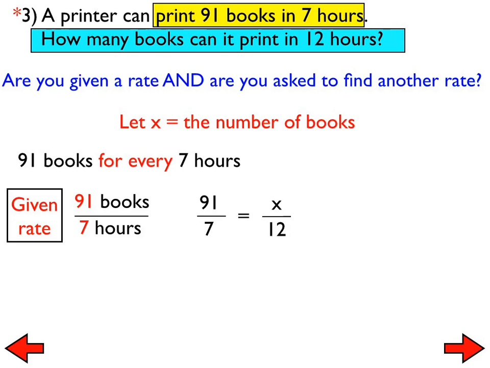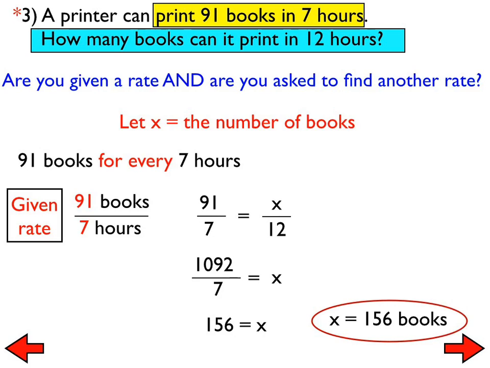So at this point, we would need to multiply both sides by 12, and most of you are making that 12 over 1. It doesn't matter. But regardless of that, at that point, we end up with 1,092 over 7, which happens to be 156. So in 12 hours, a printer can print 156 books at that same rate. All right, everybody try number 4.